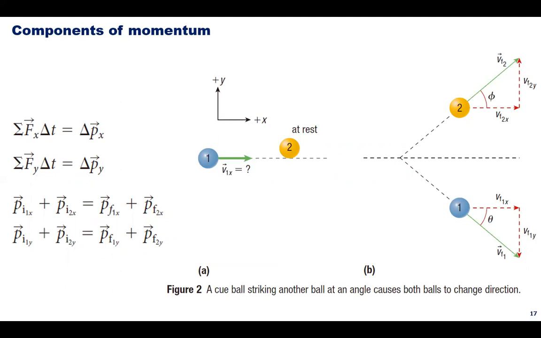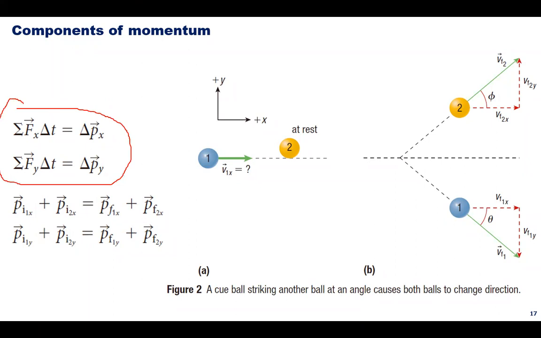For objects in motion in 2 dimensions, the change in momentum for each component can be considered independently, which means in the x direction, we have the sum of the impulse, the sum of Fx times delta t, equals the change of the momentum, delta px. And the same principles also apply in the y direction, which gives us these 2 equations.